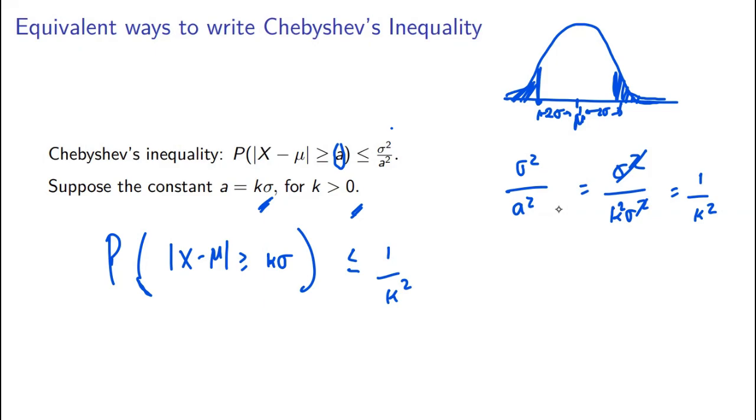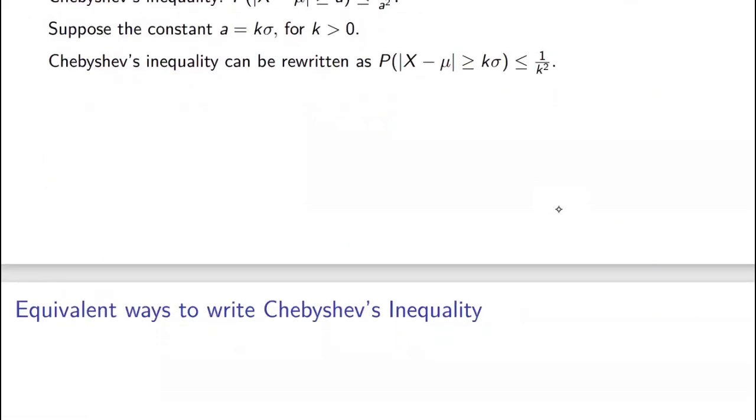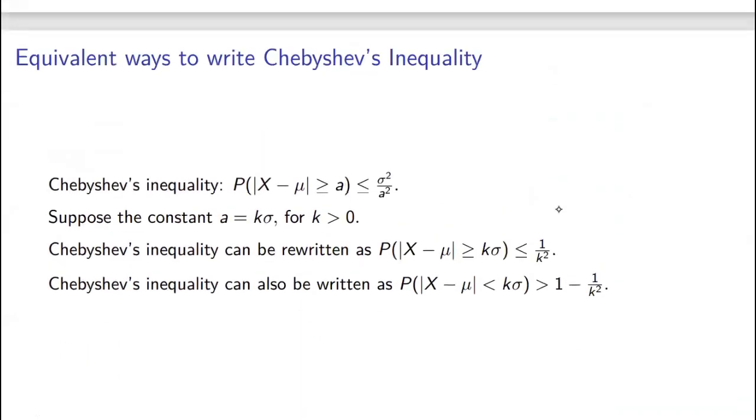Simple example, for any distribution, what is the probability of observing values 2 standard deviations away from the mean? That would be equal to 1 over 2 squared, which is 0.25. 0.25 is the maximum probability of observing values 2 standard deviations away from the mean for any distribution. Okay, I wrote that as well, and I'm going to skip that.